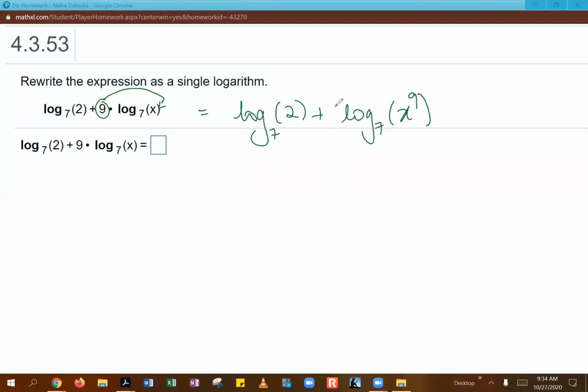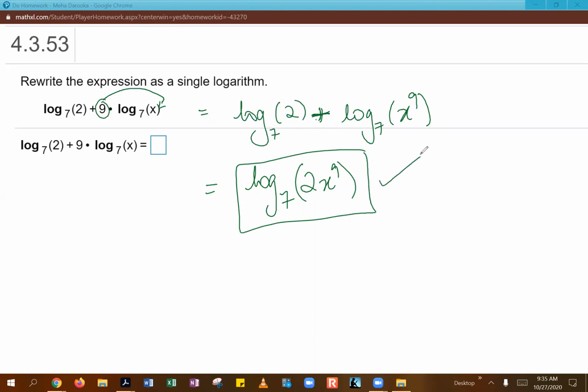And then now they're asking us to combine this into a single log. So since this is an addition symbol over here, of course we know that comes from the product rule. So when you combine this into a single log, you will multiply 2 times x to the 9. So this is how you have to go backwards when they're asking you to combine it into a single logarithm. So of course then this will become your final answer.